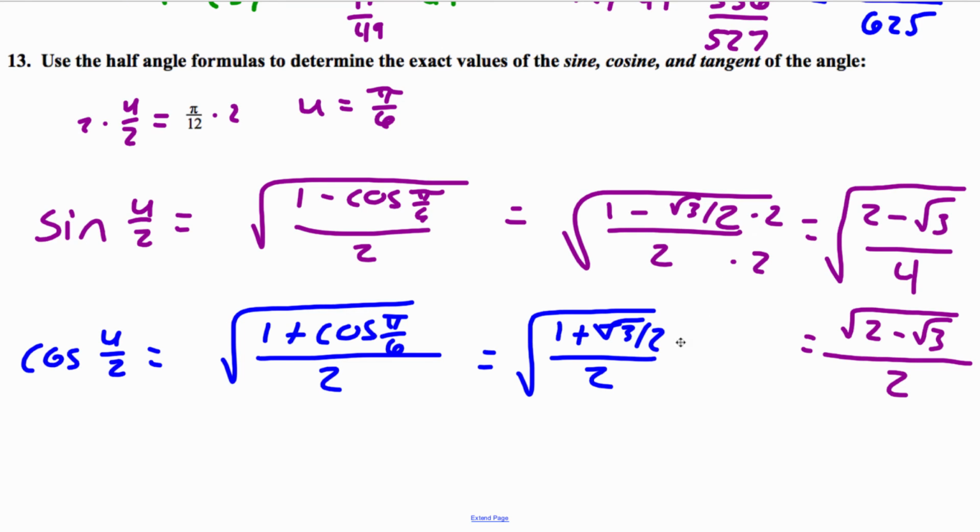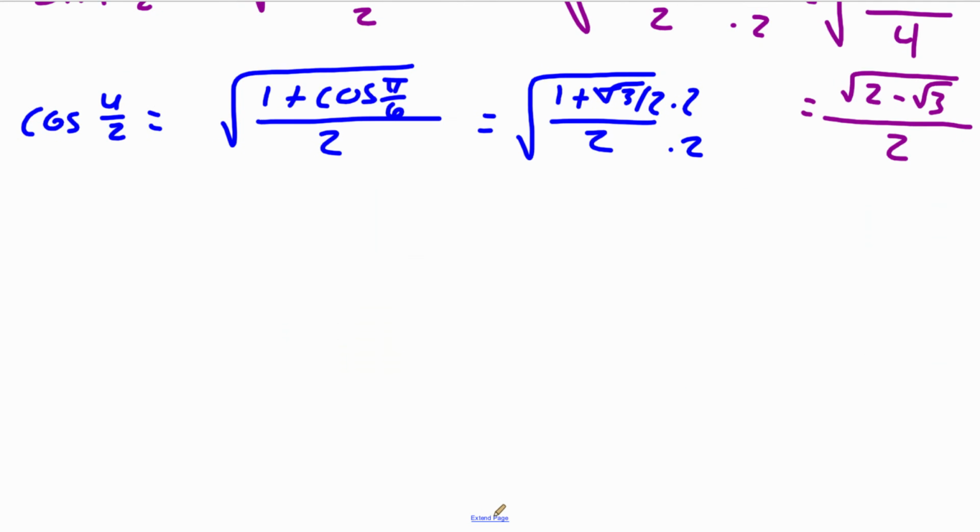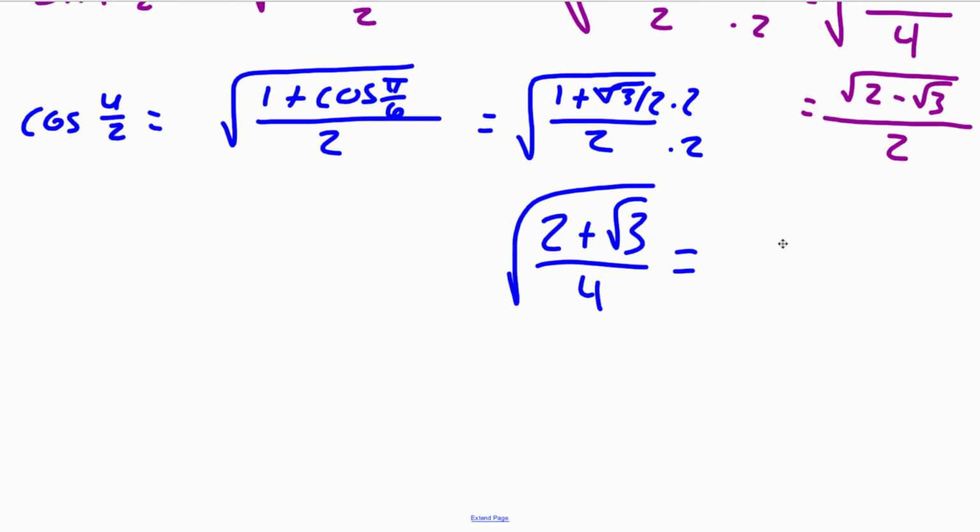Similarly to what we did earlier, I don't like to have fractions inside of fractions, so we're going to multiply top and bottom by 2. So now if we distribute that 2 on the top of our fraction, we're going to get 2 plus root 3 all over 4, and this is all still underneath that radical. And again, we can square root the top and the bottom, so on top we get the square root of 2 plus root 3, and on bottom, when we square root that 4, it just turns into a 2.